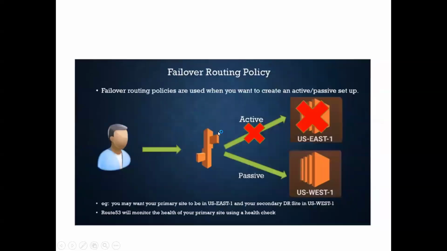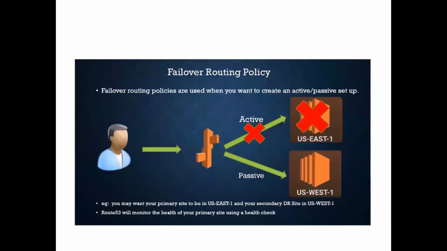Right. And the next one is failover routing policy. This failover routing policy is used when you want to create an active-passive setup. I don't want to see any downtime for my application. That's the reason I'm configuring my infrastructure in two different regions. I have my application running in US East 1 and US West 1, but I will make US East 1 active, and I will make US West 1 passive.